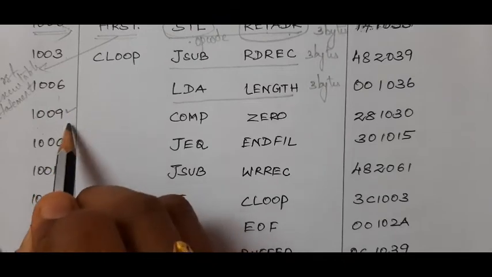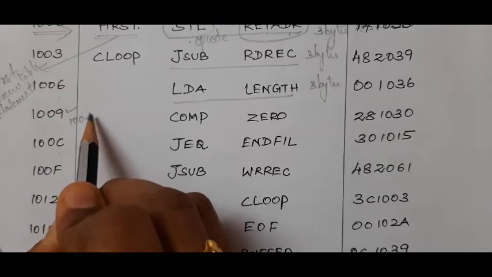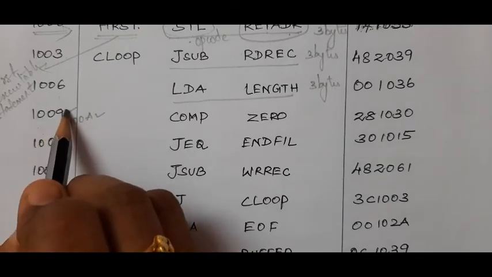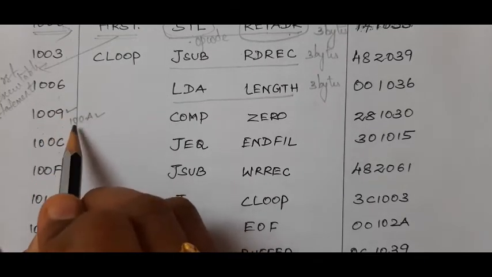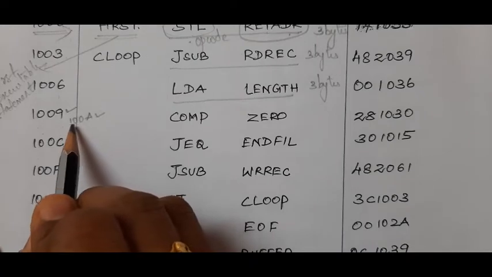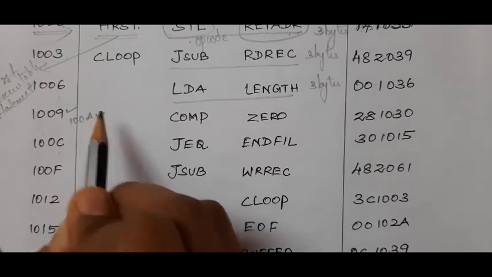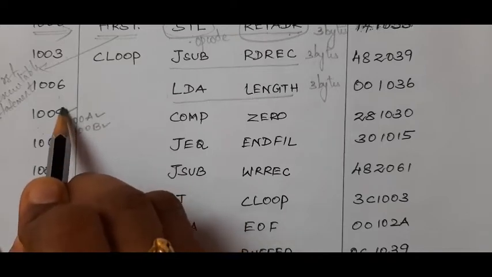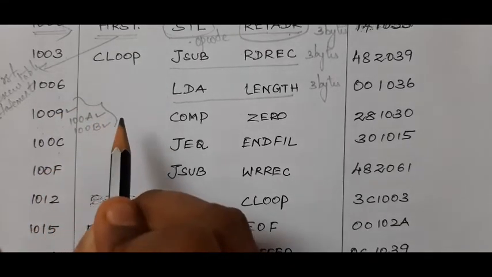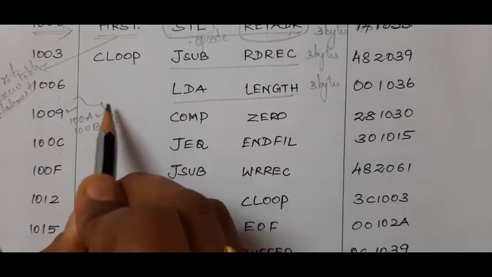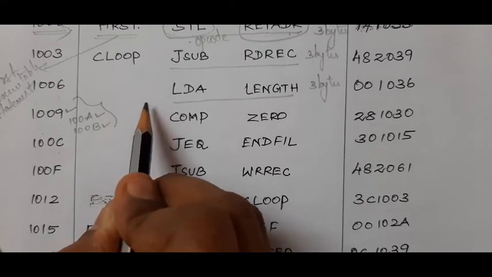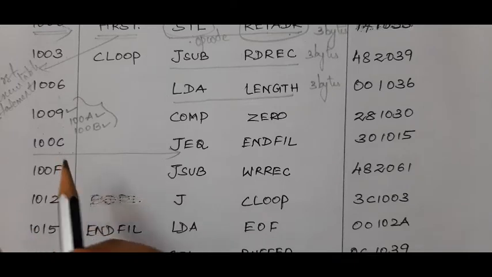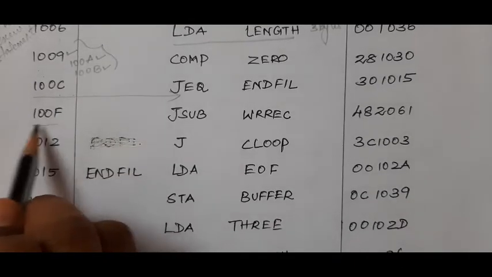1009 is a 1 byte memory space that is used, and 100A is the second byte and 100B. So normally it consists of 3 bytes, it occupies 3 memory spaces, and the next instruction starts from where? 100C. After 100C, 100F.